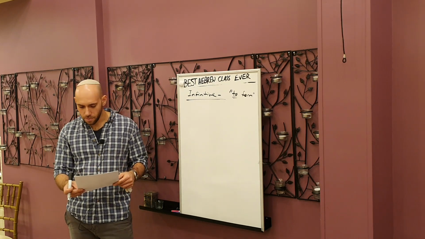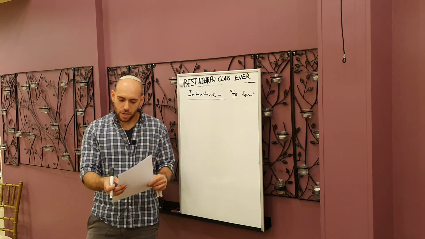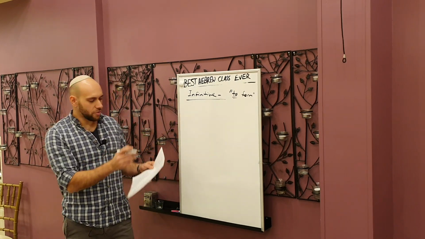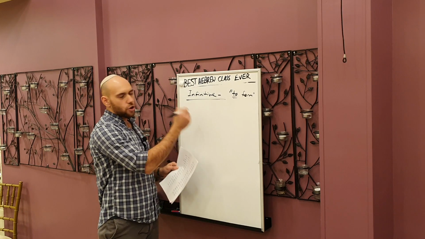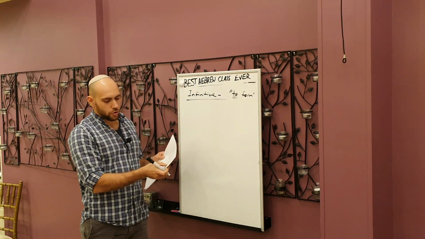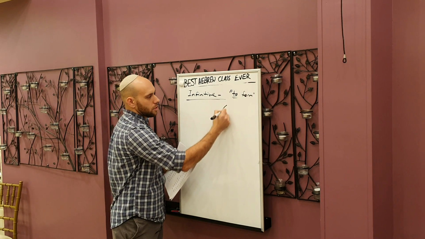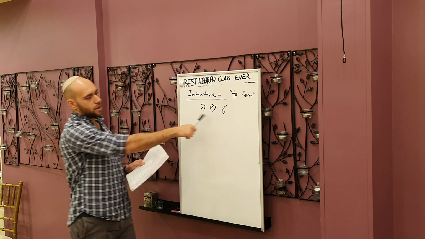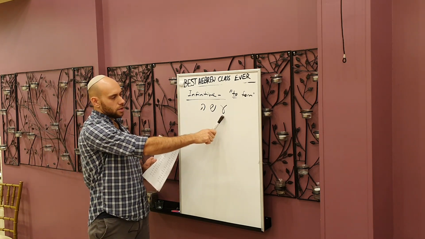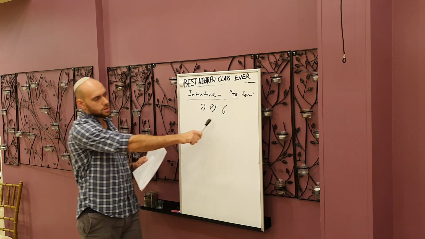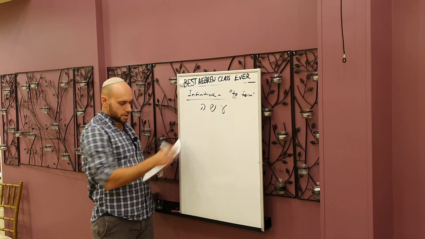Okay. Now we got another one. How do you form the infinitive when the third letter is a hey? We're going to do the verb to do, which is pronounced asa. Ayin, this is a sin, and this is a hey. Asa. This is not a shin, it's a sin.